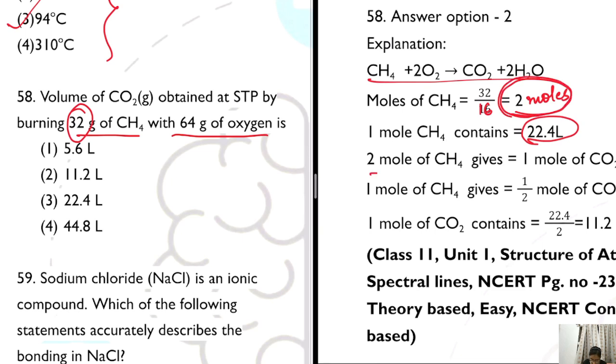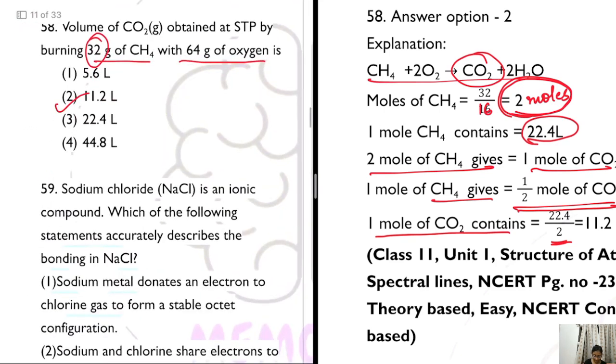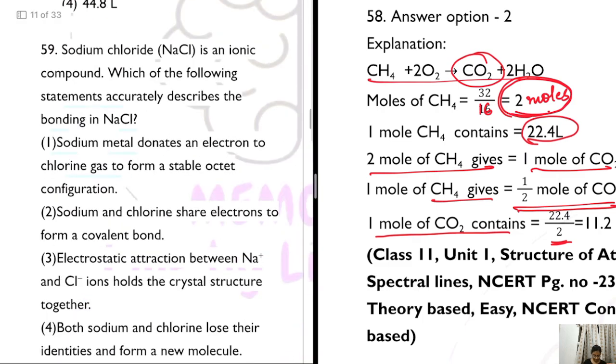So 2 moles of CH4 will give 2 moles of CO2. So how much will be given by 1 mole of CH4? That is 1 mole of CO2. I told you earlier, this is the unitary method. So 1 mole of CO2 would occupy 22.4 liters, and 1 by 2 mole would be 22.4 by 2, that is 11.2. So this would be our correct answer. We used 2 moles because it was given that 32 grams is used. Let's move to the next question.